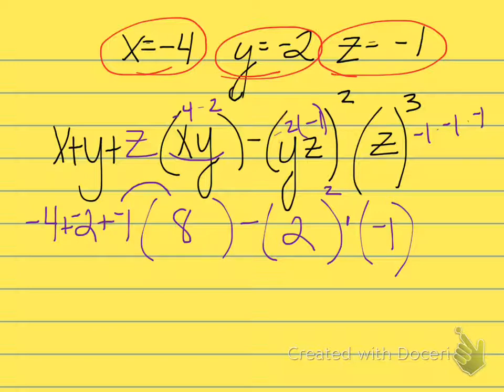Now, you got to take care of double signs first, though. If you're going to leave these double signs all over the place, get rid of them. Negative, negative. Okay, so it's really a negative 4 minus 2 minus 1 times 8. That is minus 2 squared.